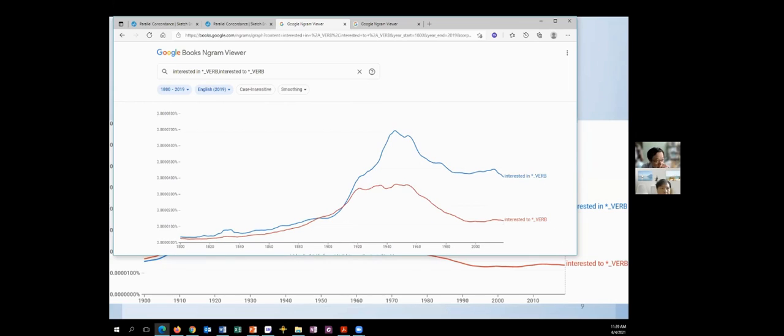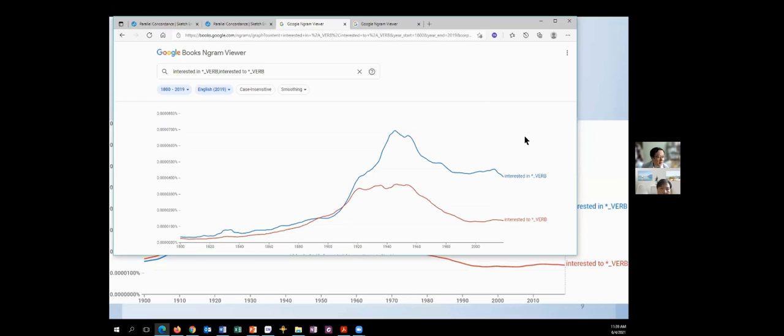Now we have two lines. One is interested in doing, the other is interested to do. To do is much lower, perhaps a third of the height of the first one. But can we totally ignore English interested to do?